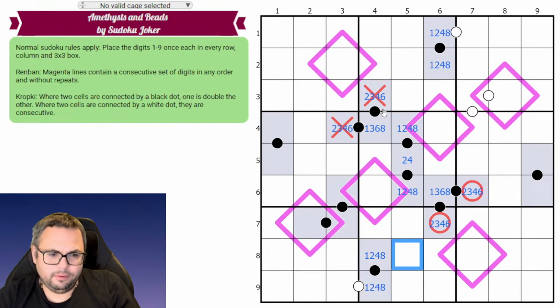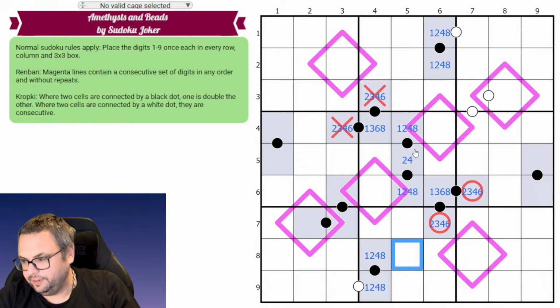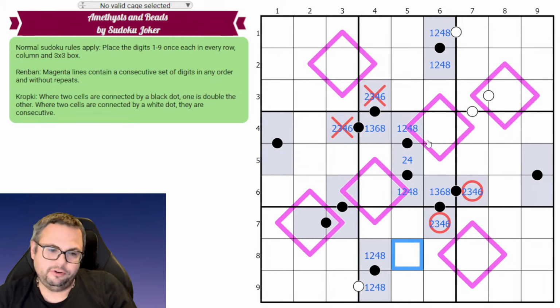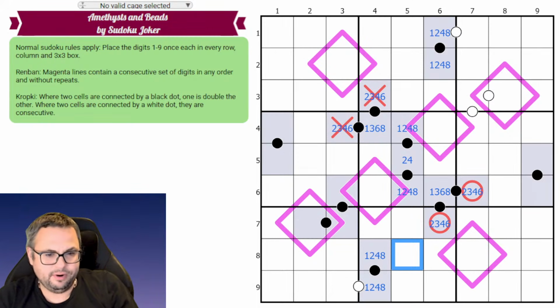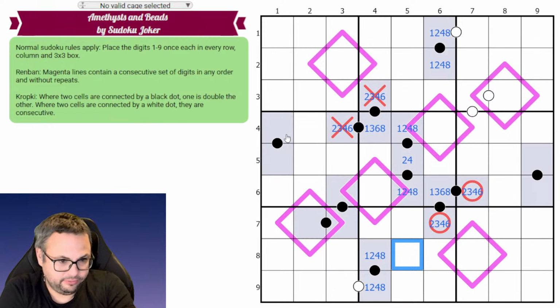An important note, every length 4 Renban has a 3 or 6 on it, which I did not at first appreciate. I was like, so the Renban is 7, 8, 9, which is not how this works. Every Renban has a 3 or 6 on it. At least one. It could have 2. But it certainly has at least 1, 3, or 6.